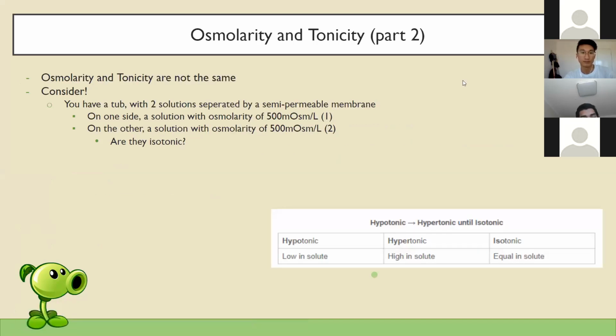Yeah, so osmolarity and tonicity aren't exactly the same. They do consider similar things, but they're not quite the same. Consider that you have a tub with two solutions separated by a semi-impermeable membrane. On one side, you have a solution with an osmolarity of 500 milliosmoles per liter. On the other side, you have a solution with an osmolarity of 500 milliosmoles per liter.